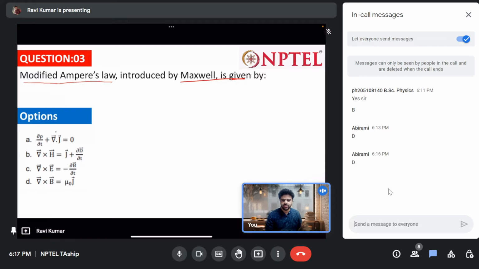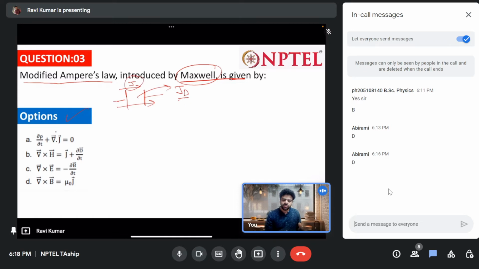D, how can it be D? Abhiram, you are wrong. Just understand why Maxwell gave this modified Ampere's law. Because he is defining the current passing through a capacitor. If this is a parallel plate capacitor and no current is flowing, what did he say? What did this Maxwell equation tell us about? It tells that current is passing, but that is not a normal current, that is a displacement current.